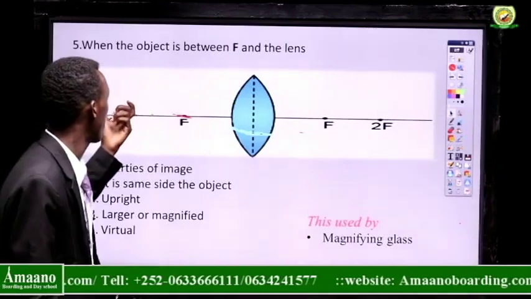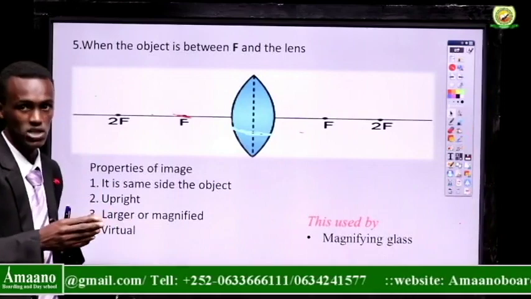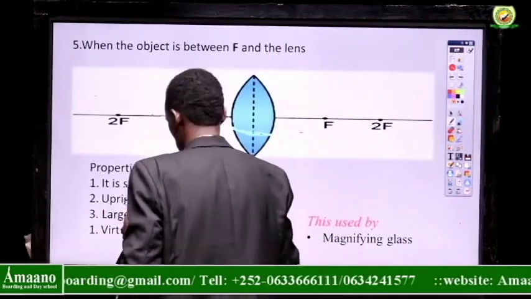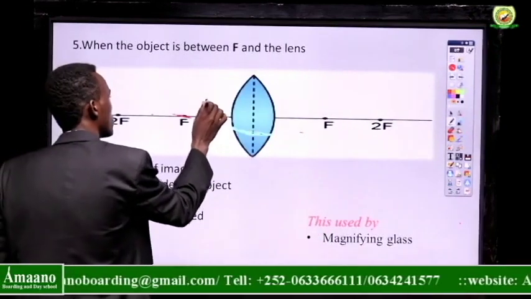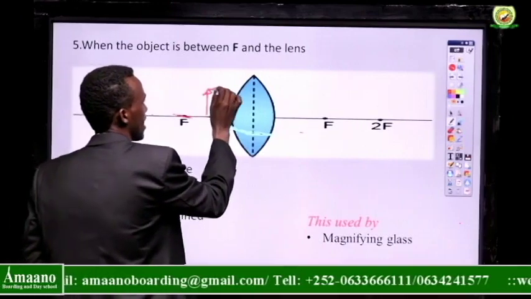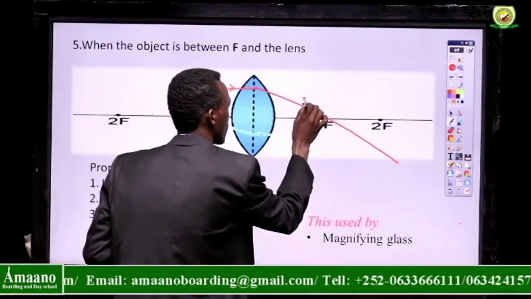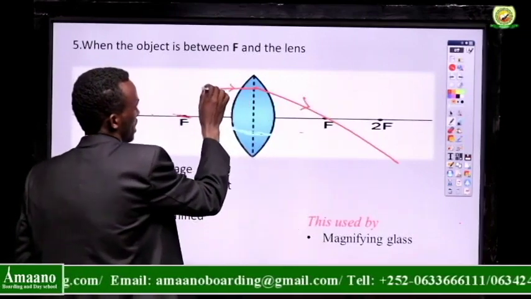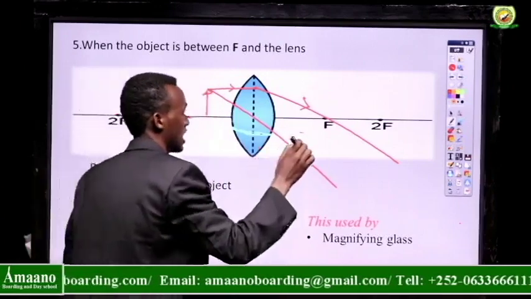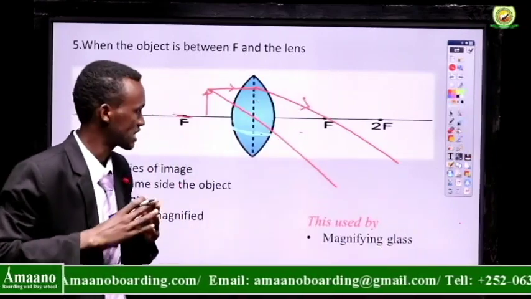Okay, the fifth one is when the object is placed between F and the lens. Okay, a ray that is parallel to the principal axis passes through the focus after refraction. And also a ray that passes through the center of the lens does not refract. So these two rays do not intersect.